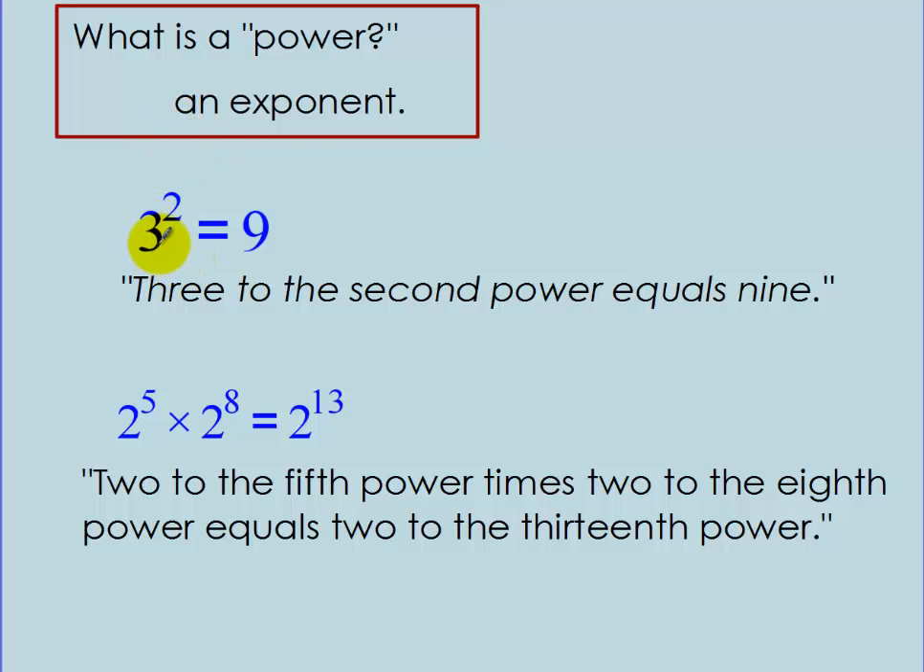So this equation right here reads as 3 to the second power equals 9. So 3, which is your base, and we call the bottom number the base, to the second power, that's the power up here, this is the power, and that equals 9. Now the second one right here reads as 2 to the fifth power times 2 to the eighth power equals 2 to the 13th power. So that's how you read that stuff, and that's what a power is.